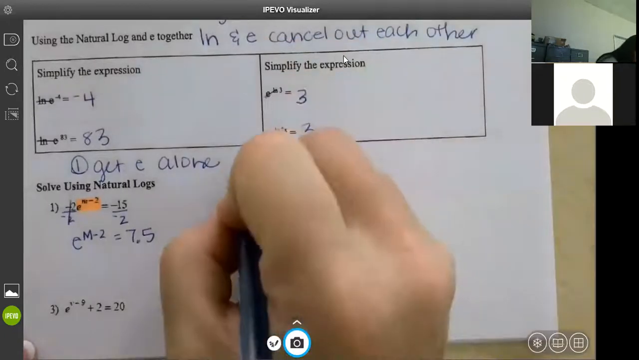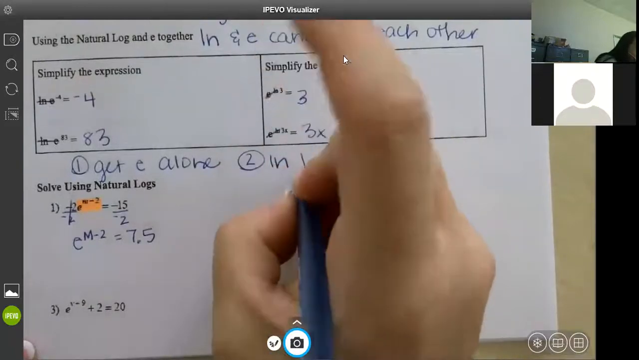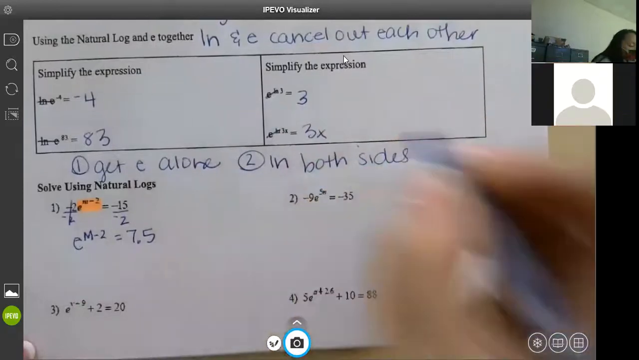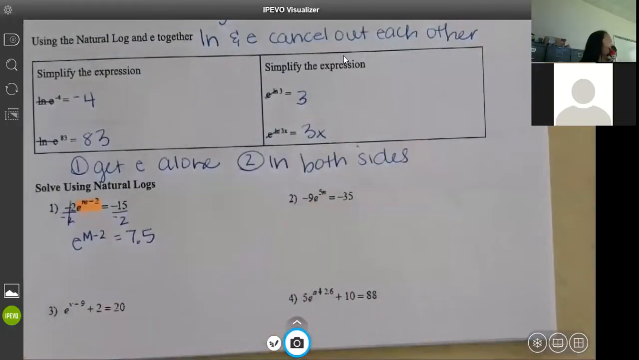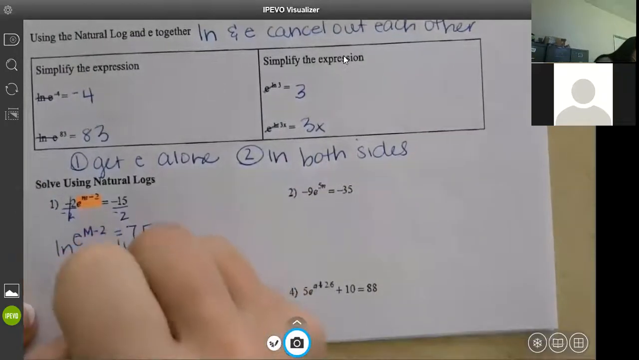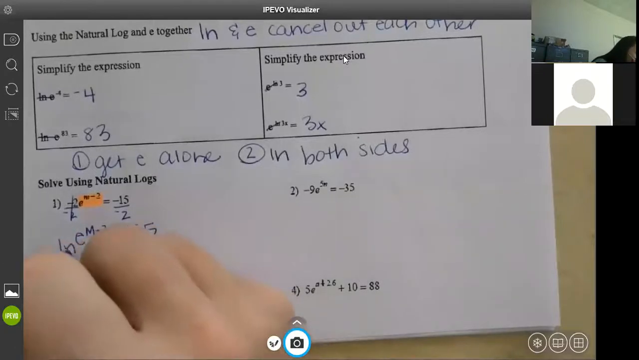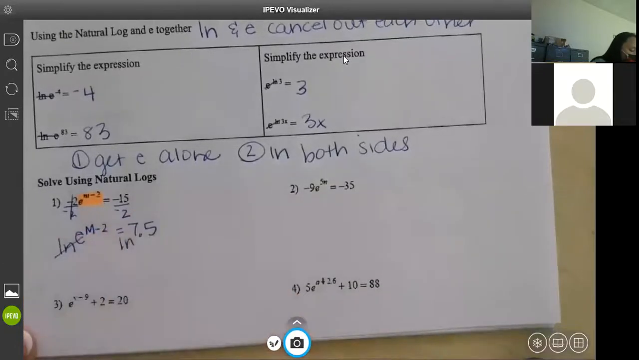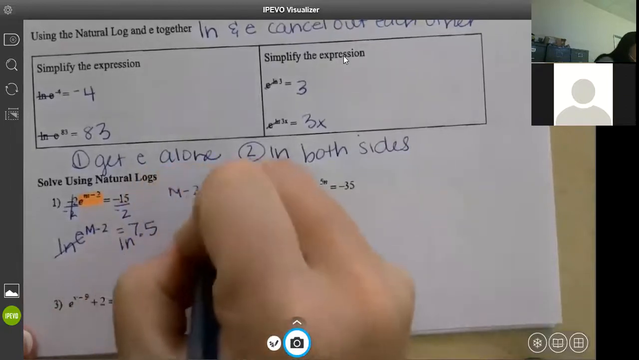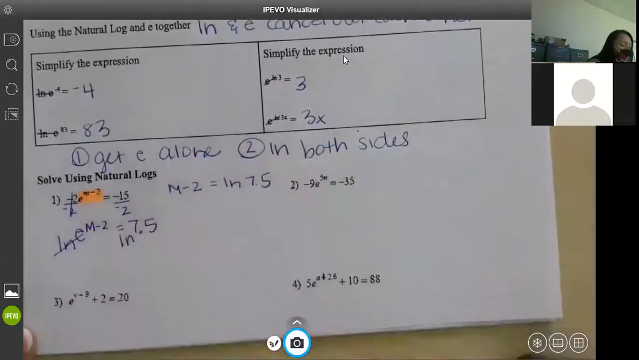Once you get e alone, you're going to ln both sides, just like we did log both sides the other day. Okay, ln both sides. So I just throw it down here like this. ln and e will cancel each other out. And there's your equation that you're trying to solve. m minus 2 equals ln 7.5.